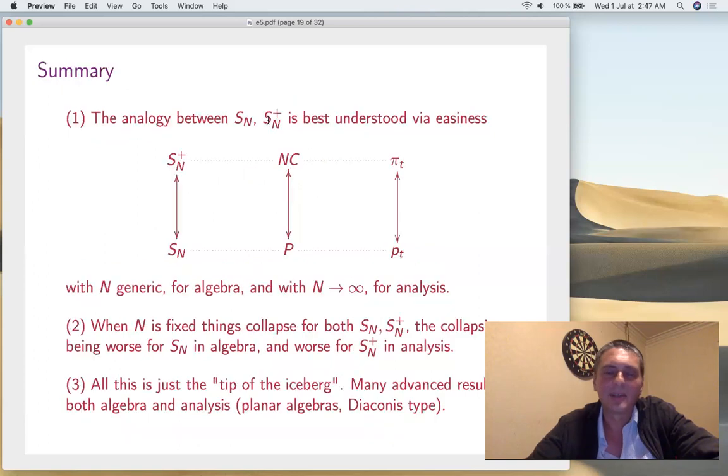It's n goes to infinity. So easiness, yeah, that's the scheme. So these are my things and categories of partitions. Here we have Poisson, free Poisson laws.